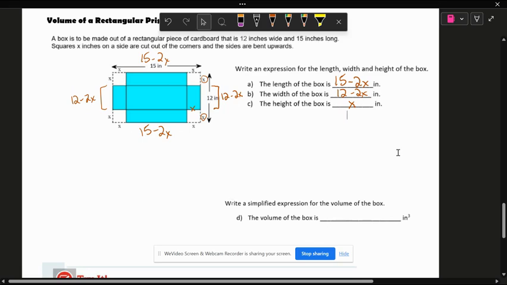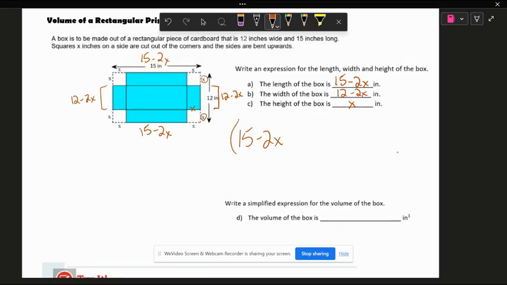And it's always going to be the same. It's going to be the length minus 2 times x, the width minus 2 times x, and the height of the box is going to be x. So now to find the volume, we got to do length times width times height. So 15 minus 2x times 12 minus 2x times x. It doesn't matter what order you multiply them in. I'm just going to do these first two.